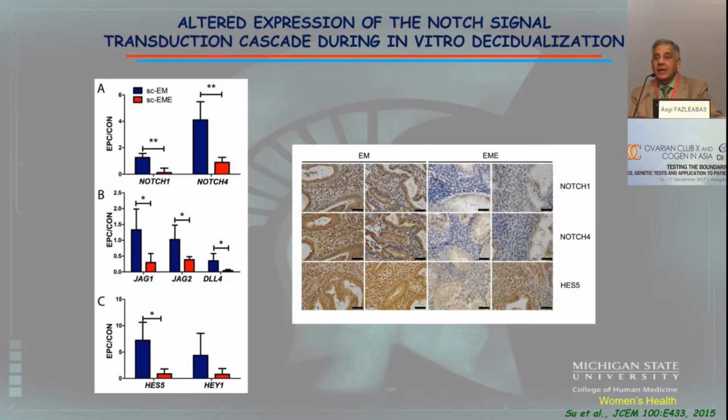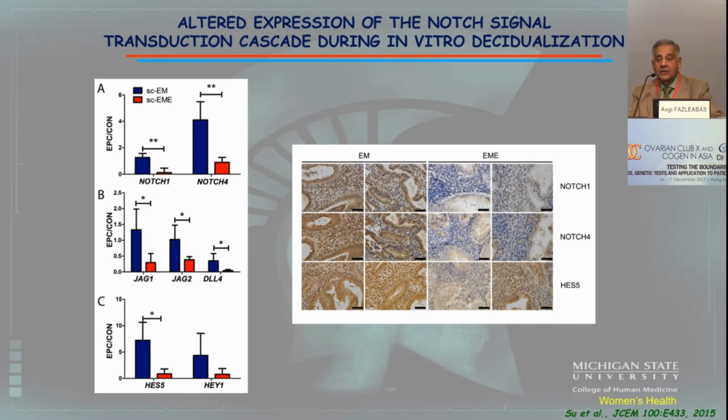We then went on to look at women with endometriosis. If you now look at women with endometriosis and look at both the Notch receptors as well as their ligands and downstream transcription factors that are regulated by Notch, all of them are suppressed in the eutopic endometrium of women with endometriosis.